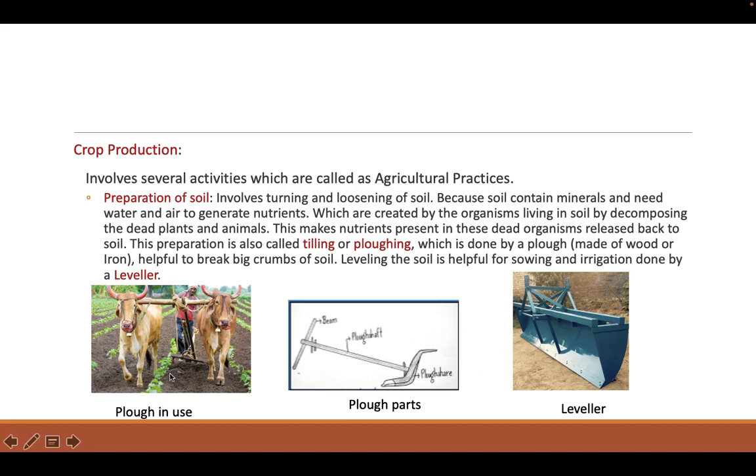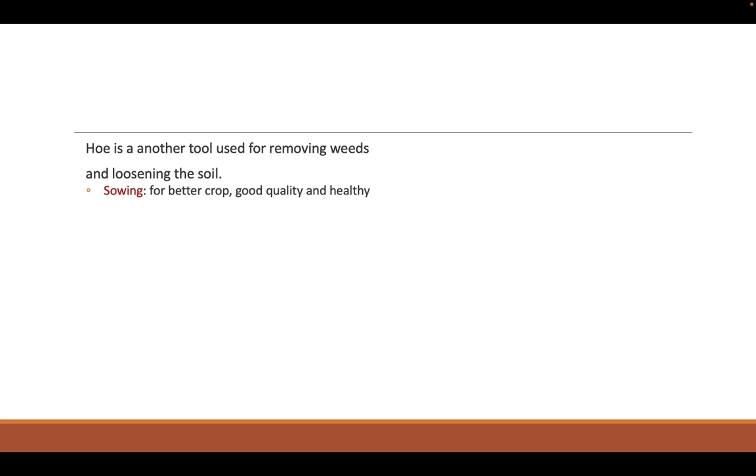So breaking the soil, loosening it up, and then a leveler is used to make it even. So these are the preparation parts. Now next, there is also another tool called a hoe, used for removing the weeds and loosening the soil. Now that we are discussing preparing the soil, if there is already a field with a bunch of weeds, like unwanted plants, we need to remove that, right? So that tool is used for removing the weeds and loosening the soil.